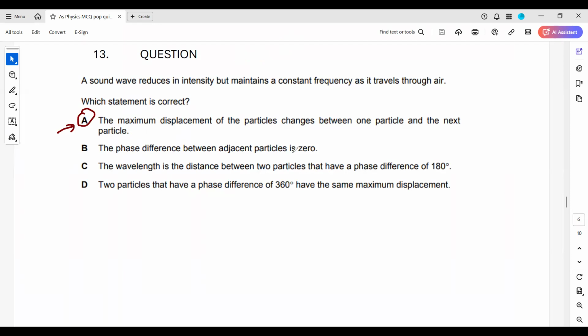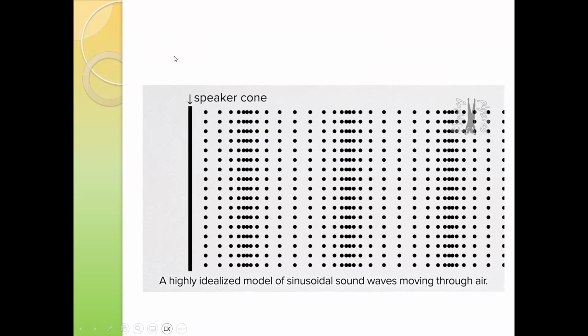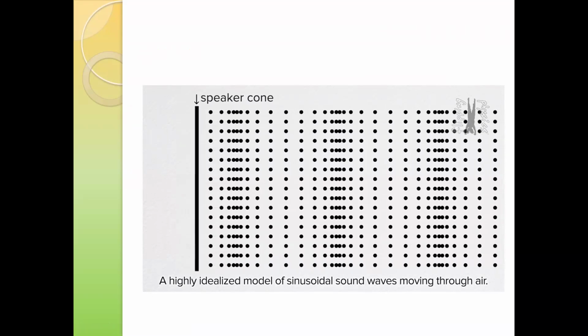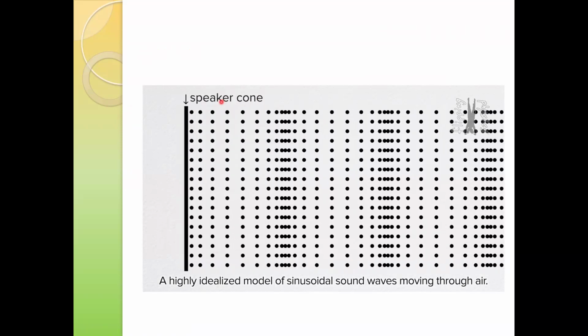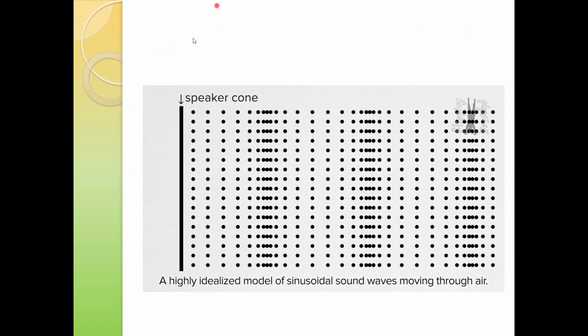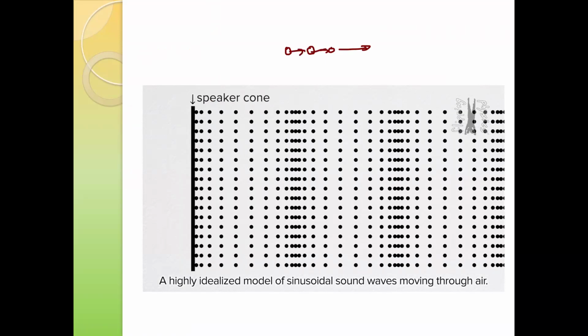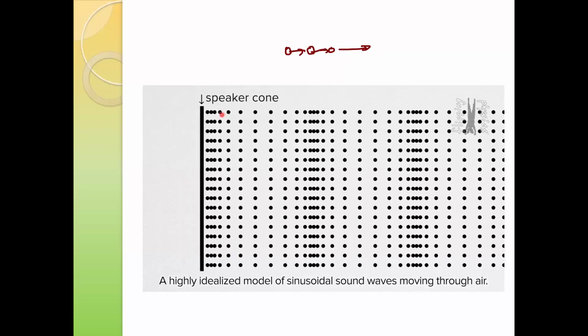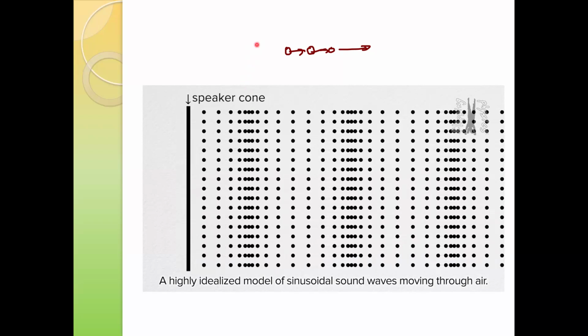The phase difference between the adjacent particles is zero. When you compare the motion of the particles, observe: if one particle is moving towards the right, the other particle is moving towards the left. If their phase difference was zero, it would mean all of them move together at the same time. But they're not all moving together. First this particle pushes the other particle, then it pushes another particle, transferring the energy. So the phase difference, or the angle difference, between the two particles is not zero.